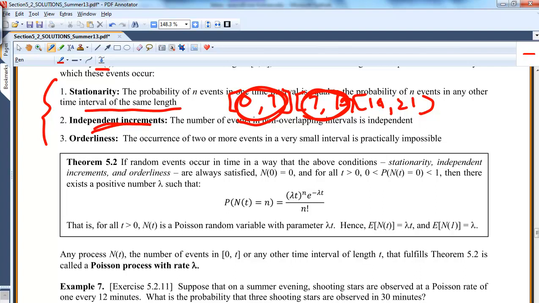So the number of events in this interval does not affect the number of events in this interval. It's not like just because you had more accidents in the first 7 days that it affects the number of accidents in the next 7 days. And orderliness just means that it's almost impossible for 2 or more events to occur in a very, very small interval.